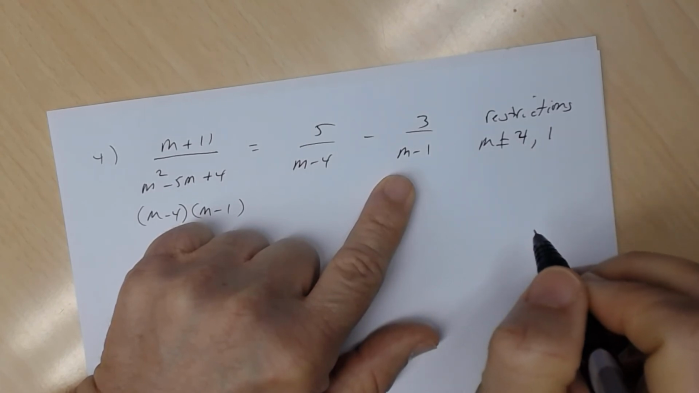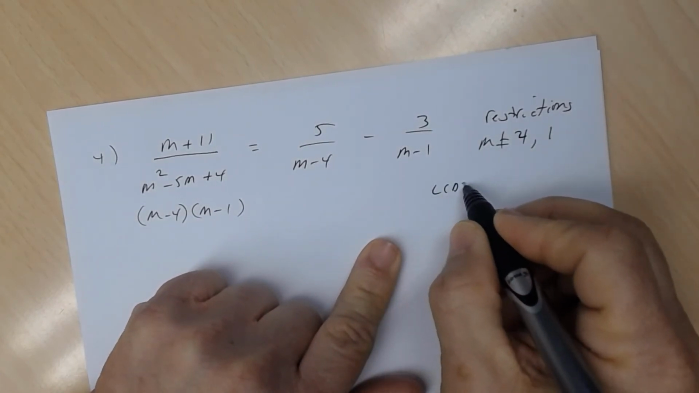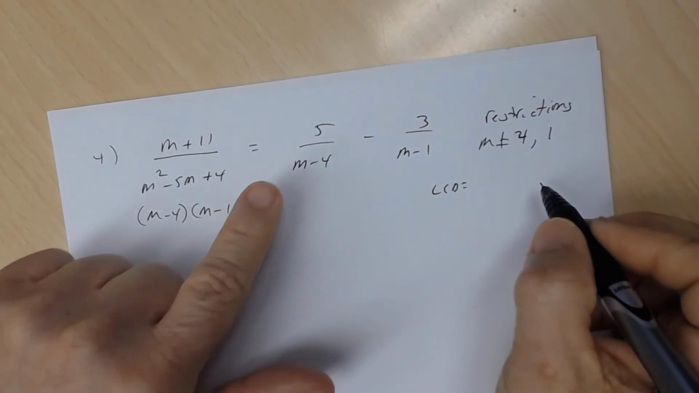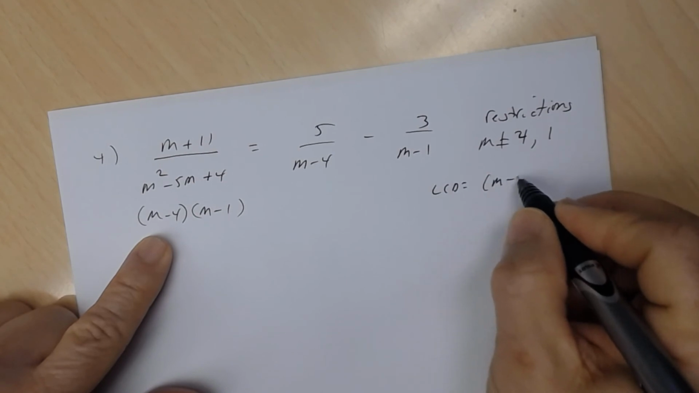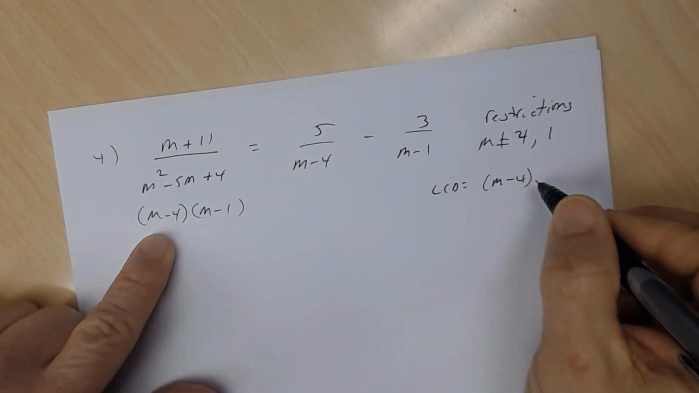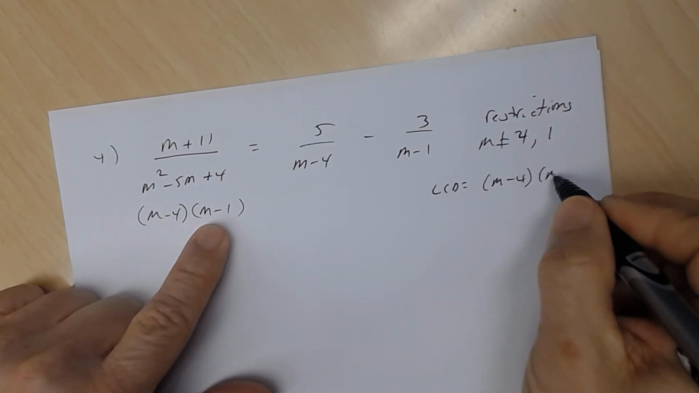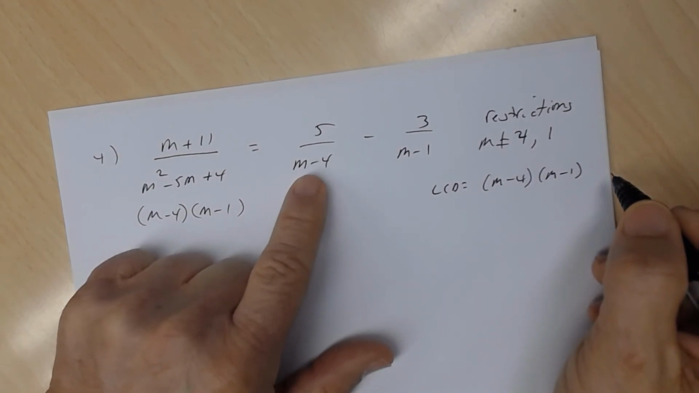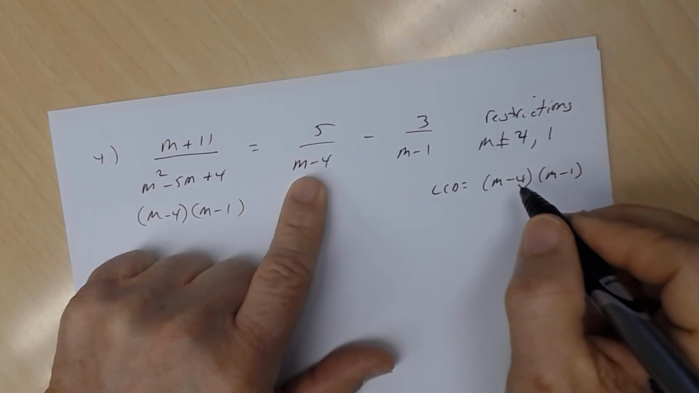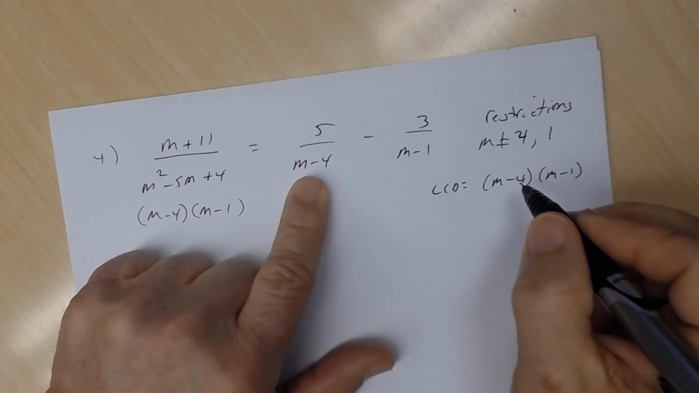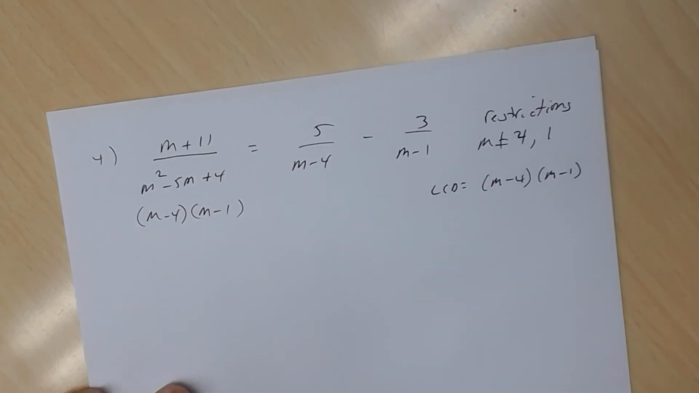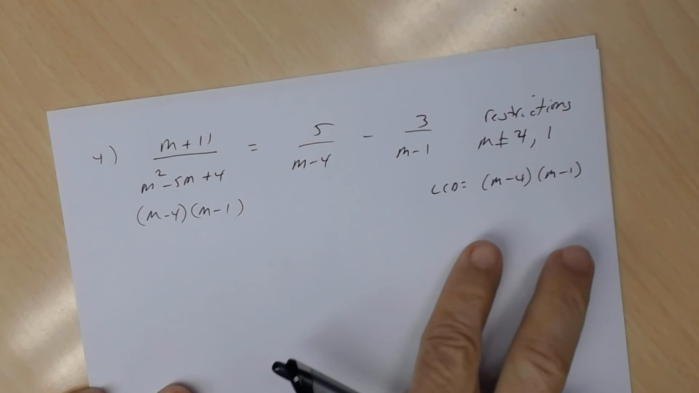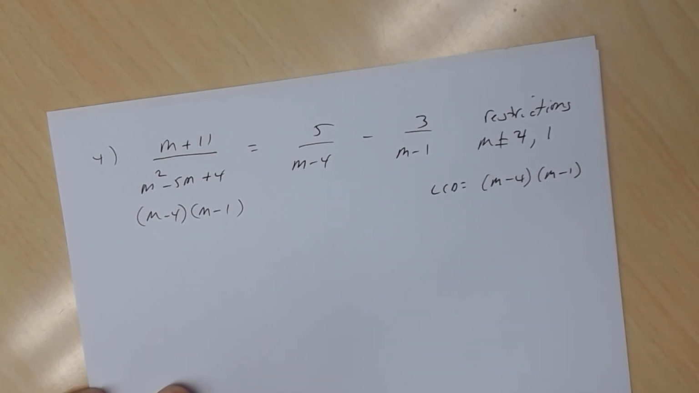All right, let's find the LCD. So the LCD must include every factor you see. The first factor I see is m minus 4. I have to use it. The next factor I see is m minus 1. I have to use it. The next factor I see is m minus 4. I already have it. Don't list it again, because it's no longer the least. List it just once. m minus 1, I already have it. So there's your least common denominator. Your least common denominator has two factors, m minus 4 times m minus 1.